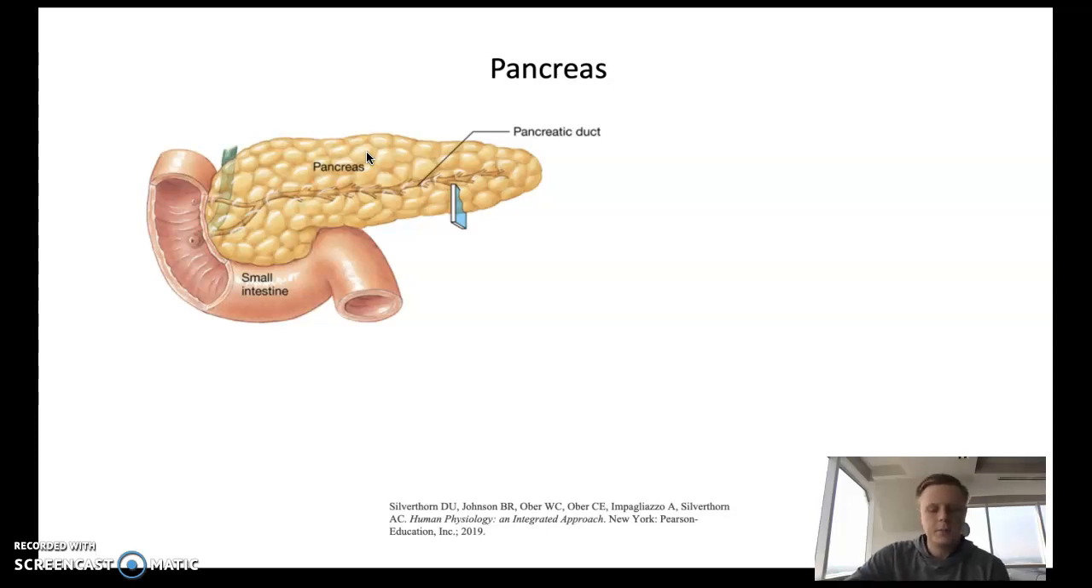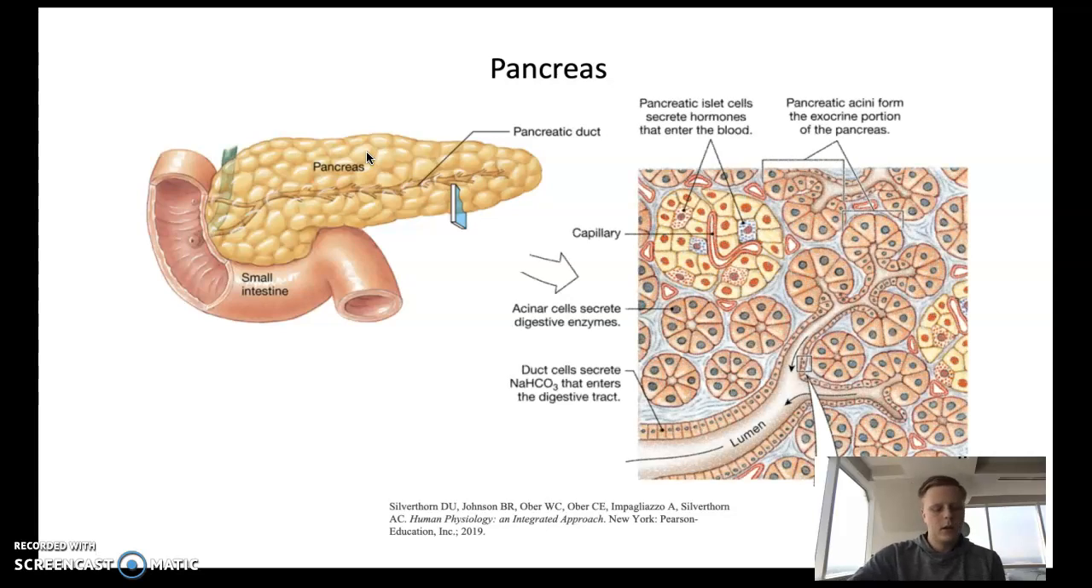The pancreas contains both an endocrine and an exocrine secretory epithelium. The endocrine secretions come from islet cells, found up here. These islet cells produce both insulin and glucagon. Insulin and glucagon are both very important factors, hormones really, in the regulation of blood sugar.